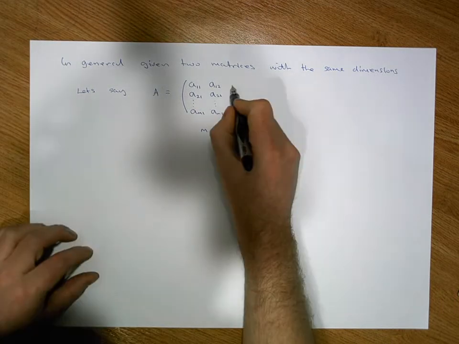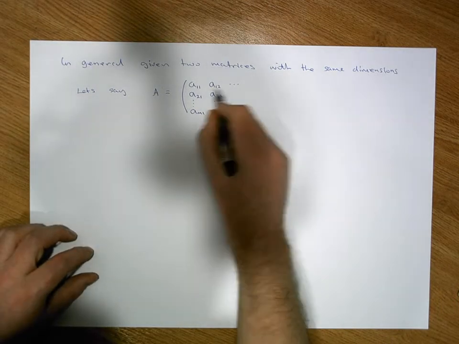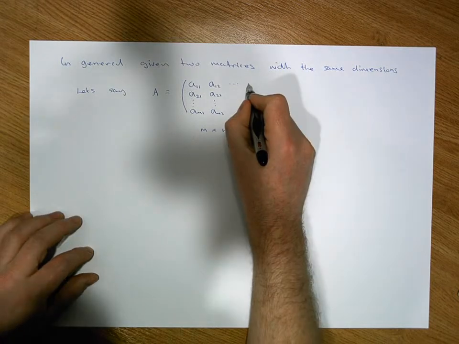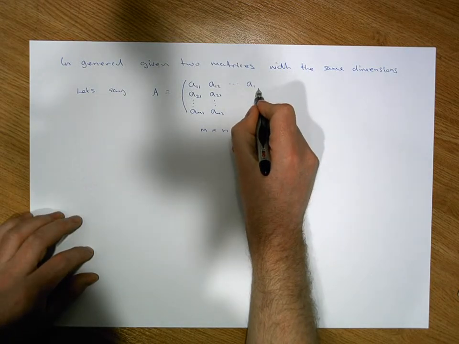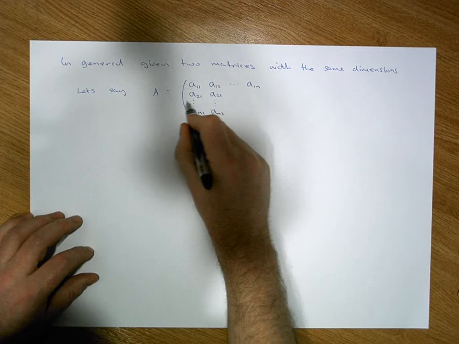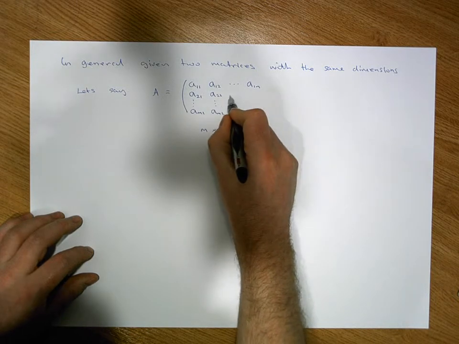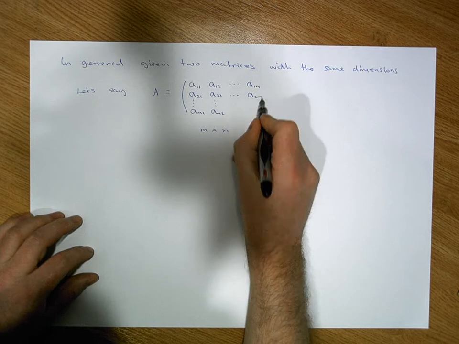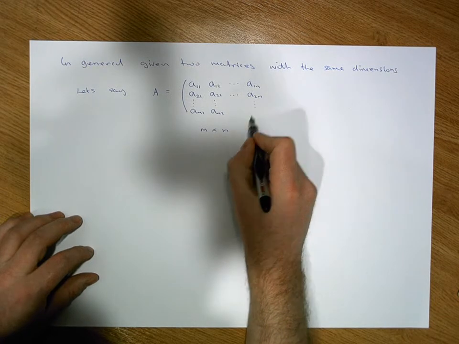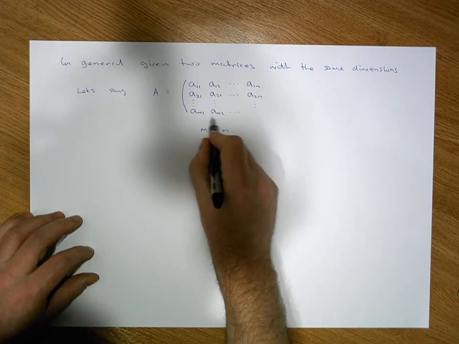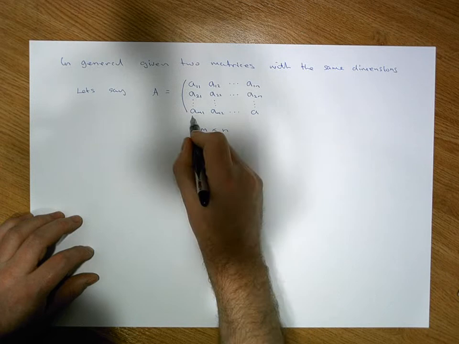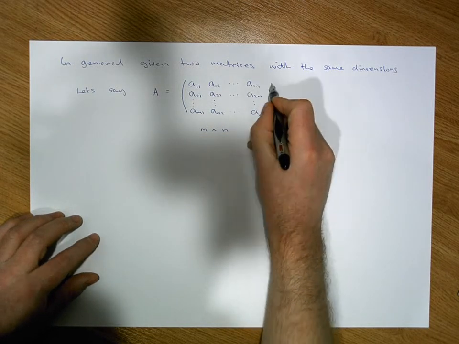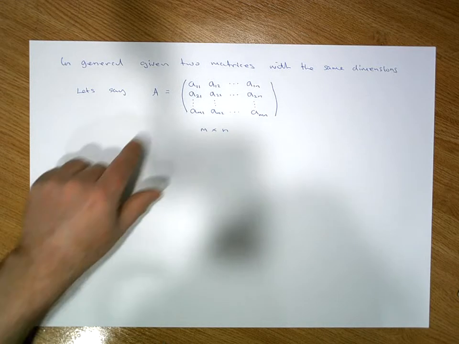And we can continue in this particular fashion across, where we go across to the nth column. So the entry would be on the first row, the nth column. On the second row, we can continue across, so that the entry is on the second row, nth column, and so on and so forth. This entry here is going to be on the mth row, in the nth column. Okay, so there's a general matrix A.